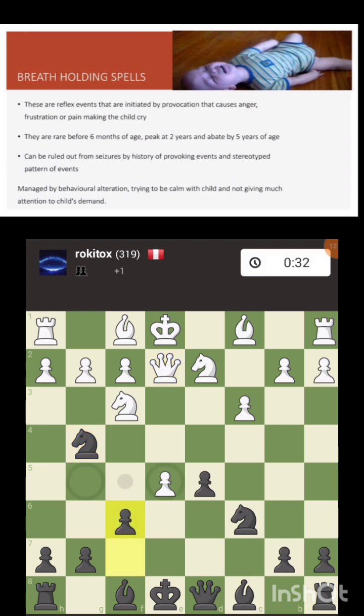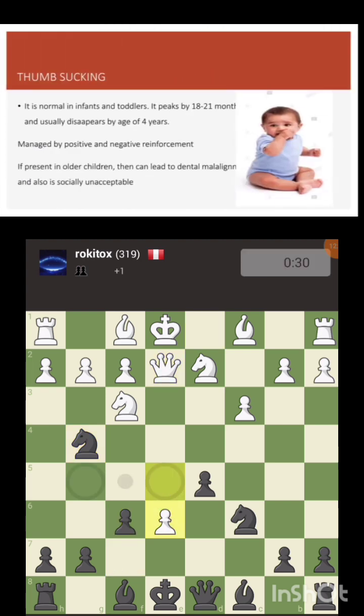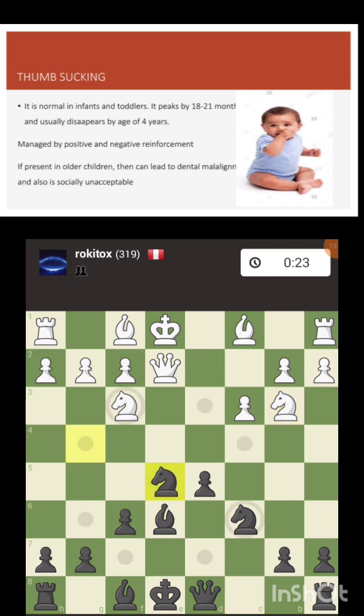They are managed by behavior alteration, trying to be calm with the child and not giving much attention to the child's demands. Thumb sucking is common in infants and toddlers. It peaks by 18 to 21 months and disappears by 4 years. Positive and negative reinforcement can be given to the children, and if it's seen in older children, it can lead to dental malalignment, which is socially unacceptable. So it's better to treat it young.